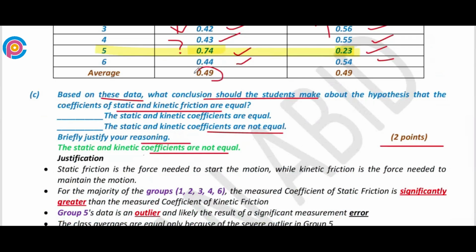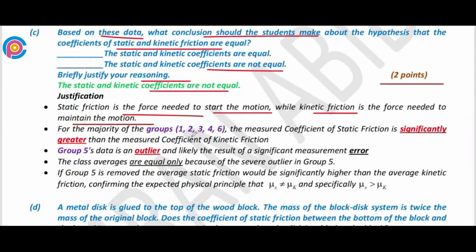Although their averages are the same, we have to discuss that static friction is the force needed to start the motion, while kinetic friction is the force needed to maintain the motion. The majority of the groups, 1, 2, 3, 4, and 6, measured the coefficient of static friction significantly greater as compared to the coefficient of kinetic friction. But group 5 is an outlier. The result is significantly a measurement error.